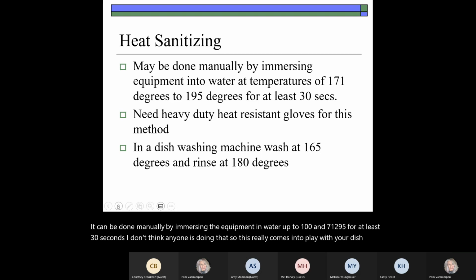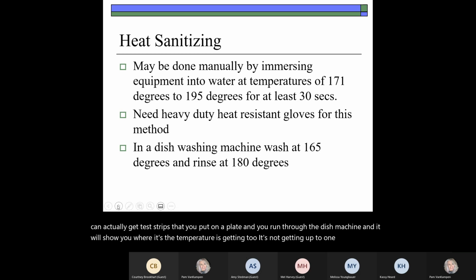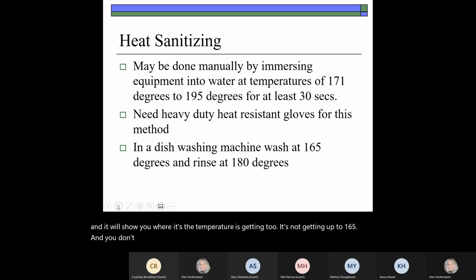So when you have your dish machines, they should be between 165 and 180. You can actually get test strips that you put on a plate and run through the dish machine, and it will show you where the temperature is getting to. If it's not getting up to 165 and you don't have a chemical sanitizer going into that dish machine, you're only using heat as a sanitizing source, then you need to get the dish machine maintenanced.